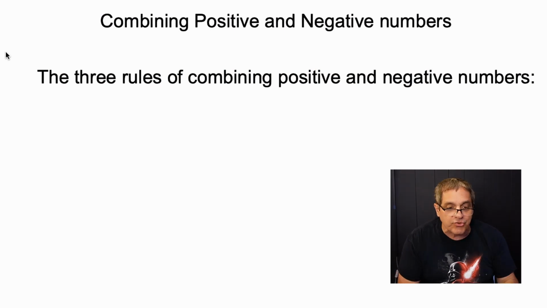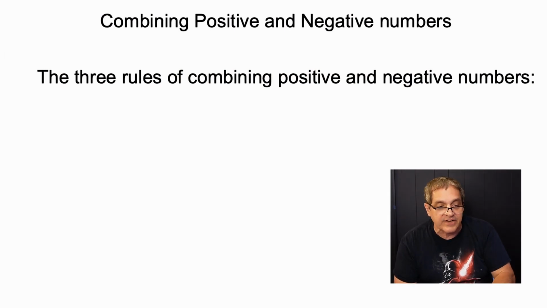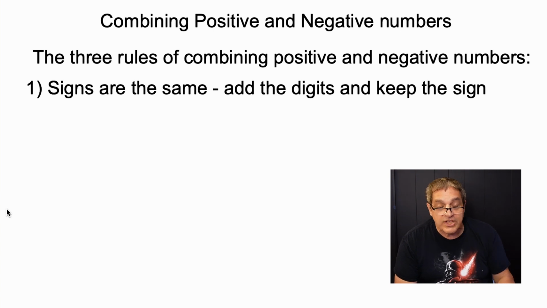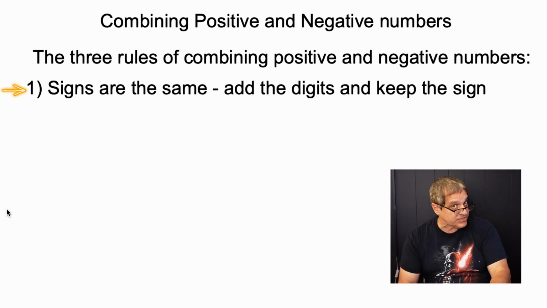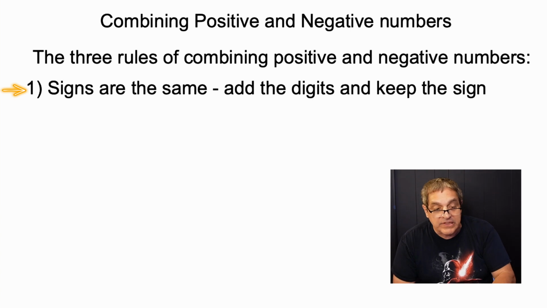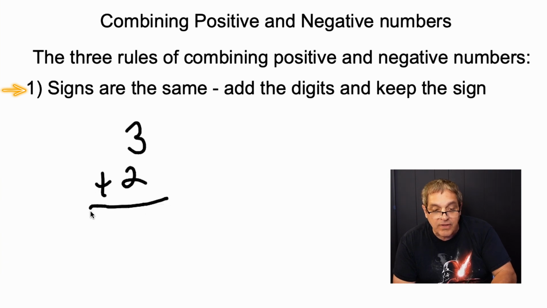So first we're going to use the 3 rules of combining positive and negative numbers, okay? So the first rule is: signs are the same, add the digits, and keep the sign. Now, believe it or not, you learned this when you first started adding anything in kindergarten, like when you had 3 plus 2. We employed this rule. It's just we didn't tell you about it because when you're 5 or 6 years old, you're not going to understand negative numbers. But this one says the signs are the same, and they are the same. They're positive numbers, a positive 3 and a positive 2. So I add the digits and I keep the sign.